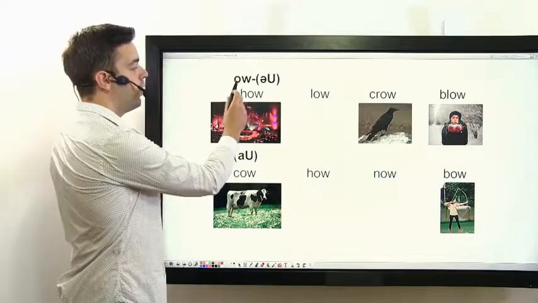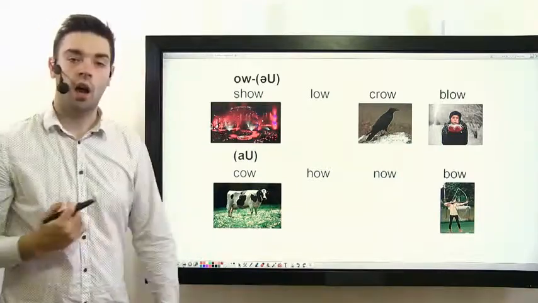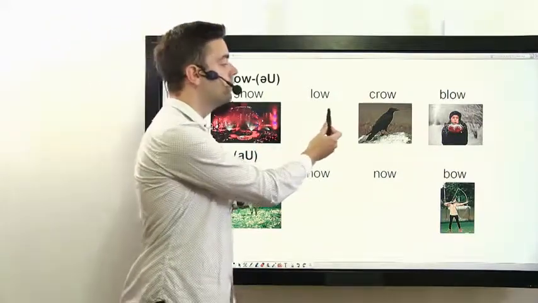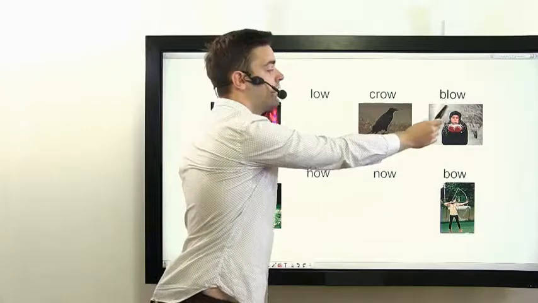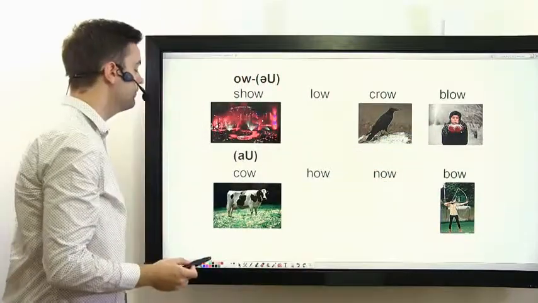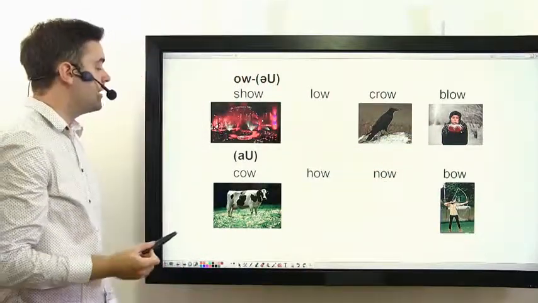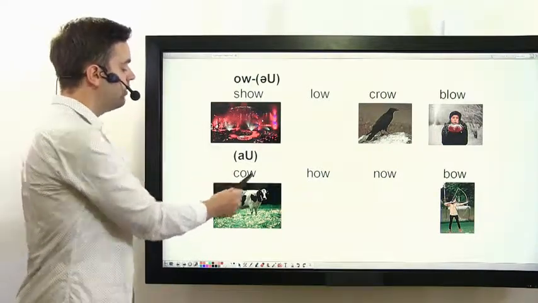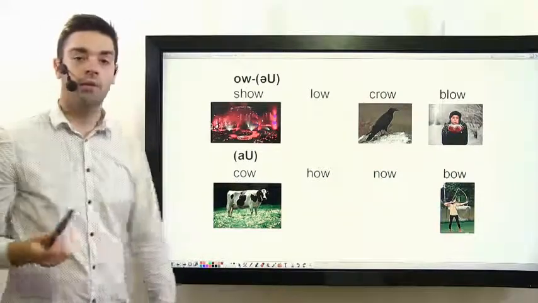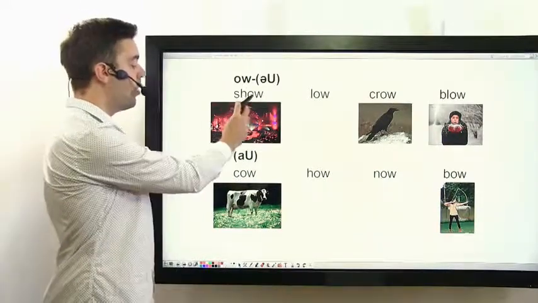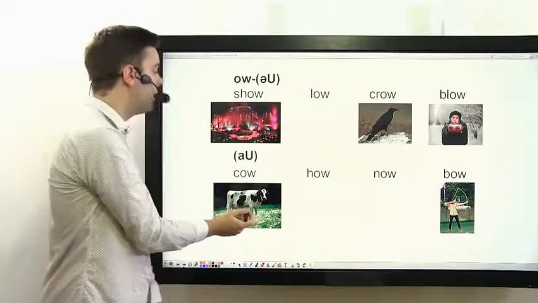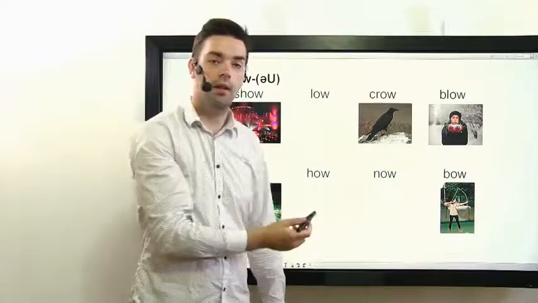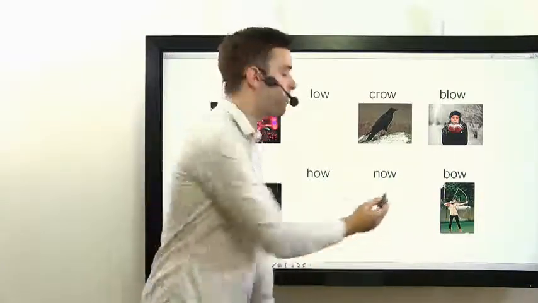When you join O and W, you get an O noise. So show, low, crow, and blow. When you join O and W, you can also get another sound, ow. So instead of O, you can have ow as well. So cow, how, now, and bow.